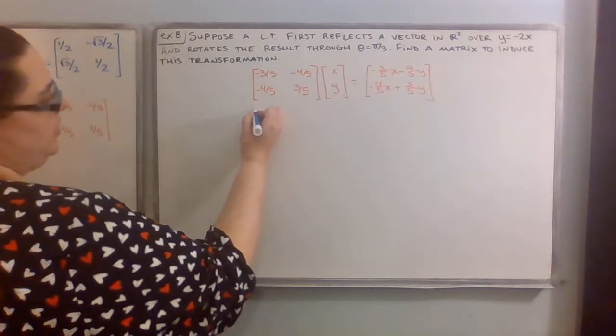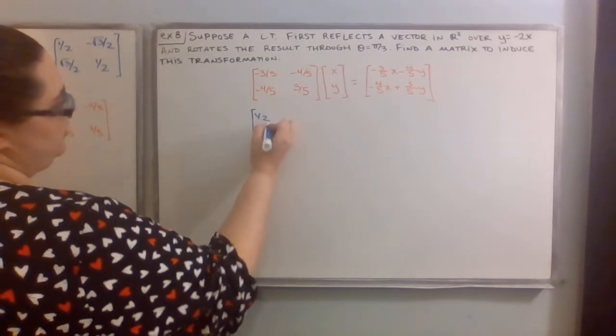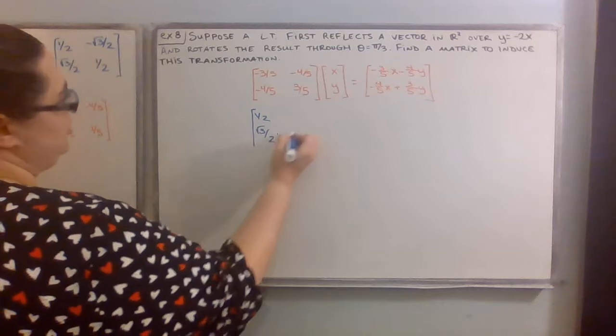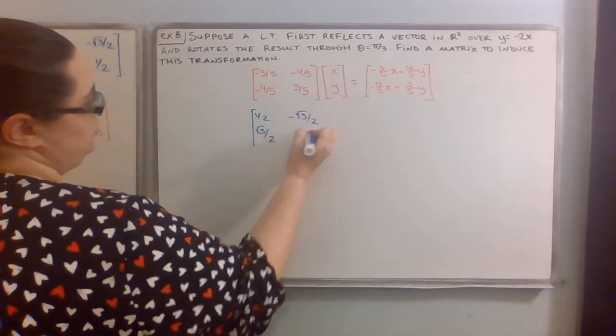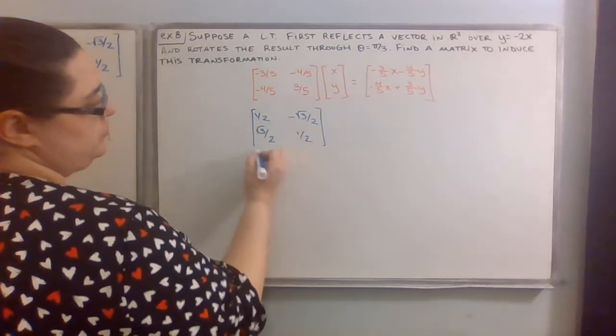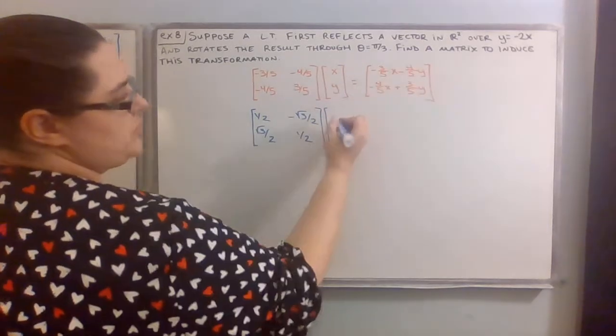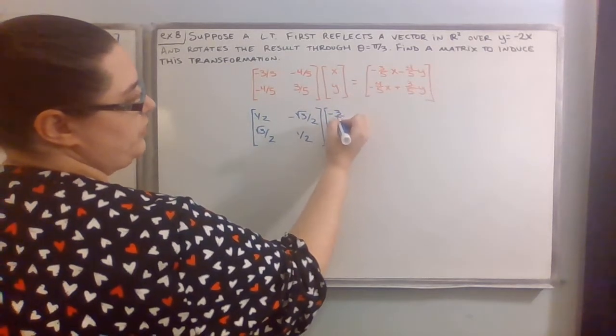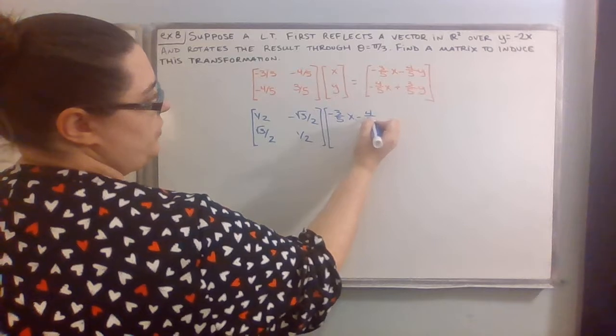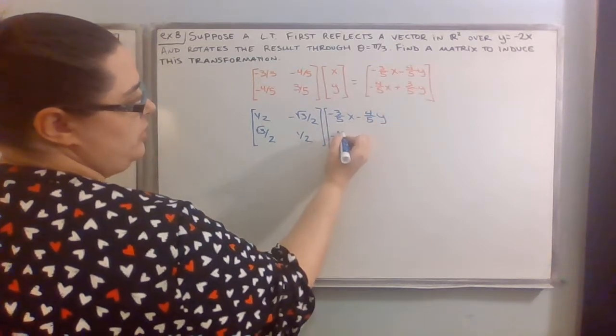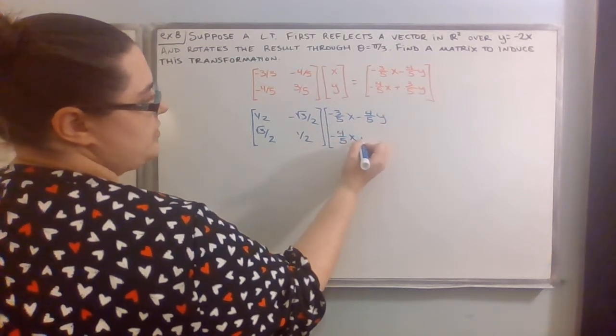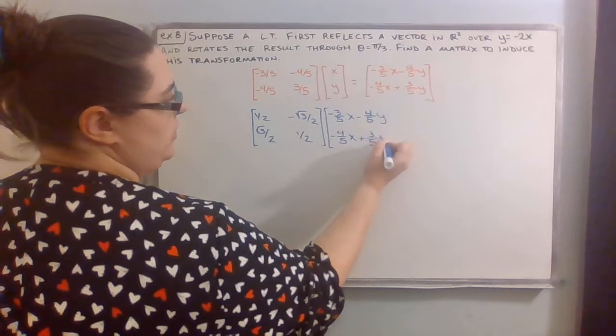So we're going to take 1/2, root 3 over 2, negative root 3 over 2, 1/2, times this result: negative 3/5 x minus 4/5 y, minus 4/5 x plus 3/5 y.